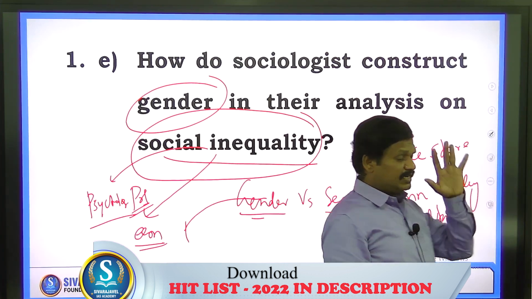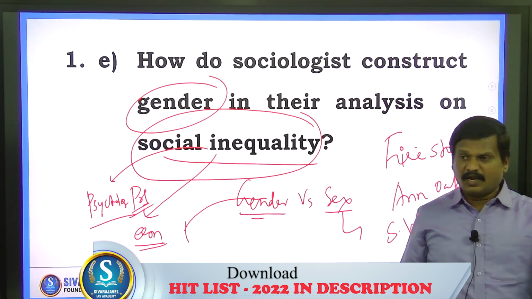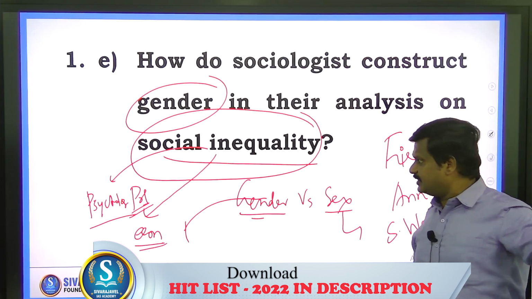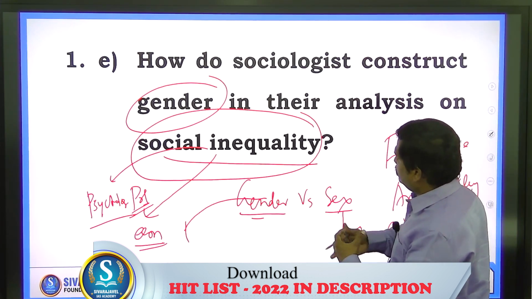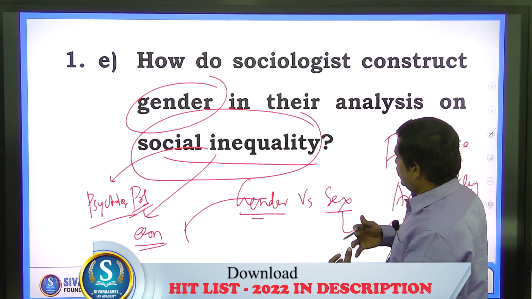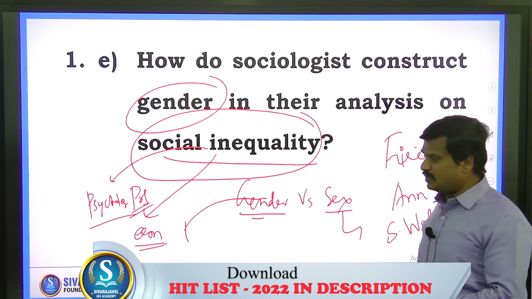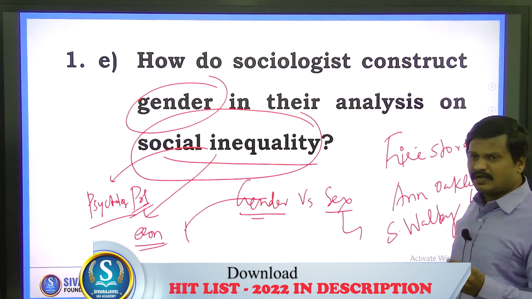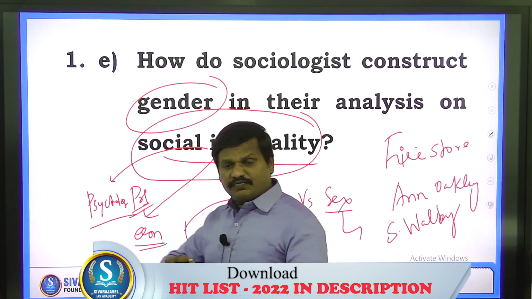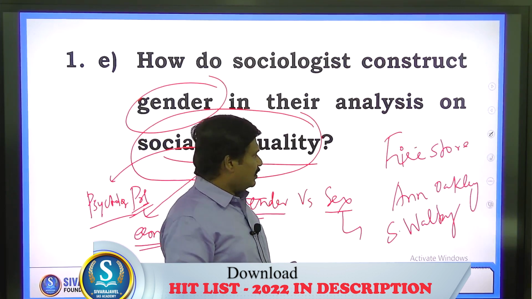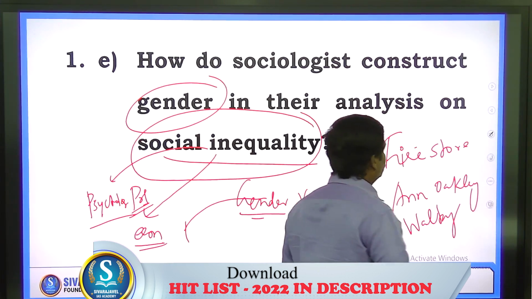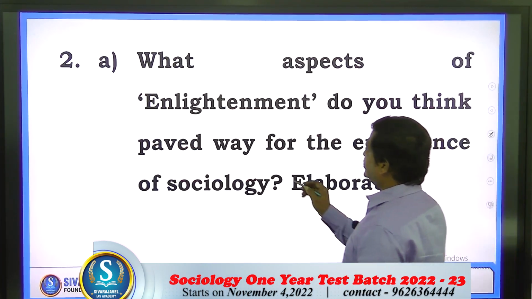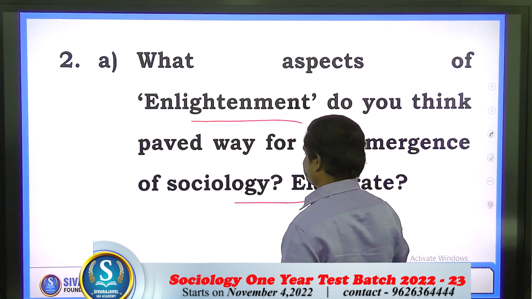Kate Millett has told in her book Sexual Politics how there is an interiorization of power psychology because of patriarchy, right? So, various forms of unequal treatment are given to women, and that is the crux of the answer for this question. If you have written a couple of feminist names, then you will be able to convince the teacher who is correcting your paper. Now come to the second question, enlightenment and emergence of sociology.